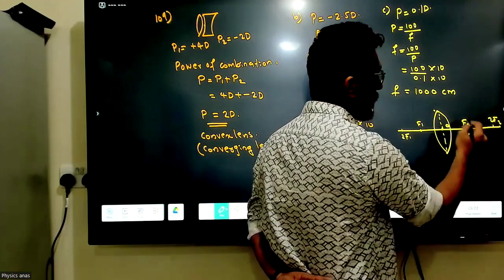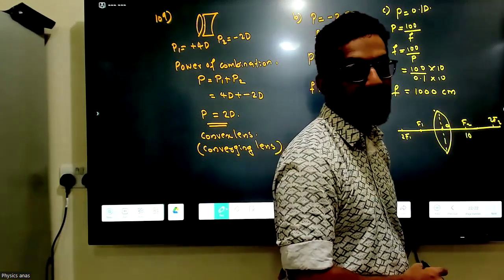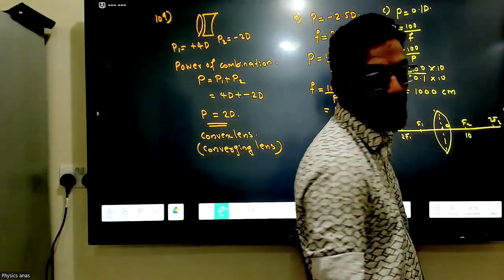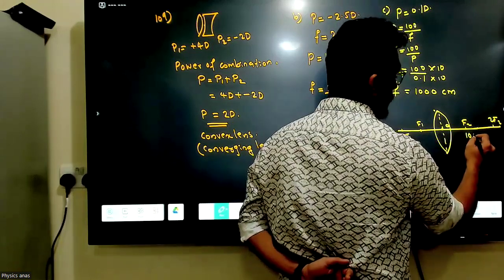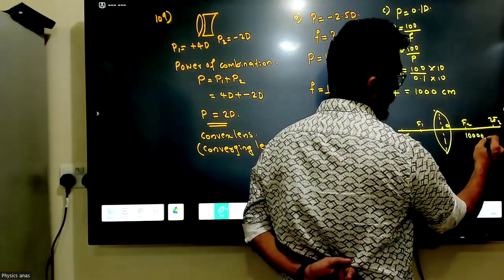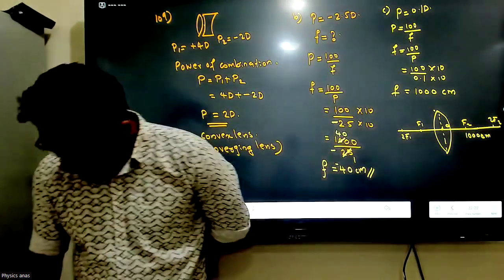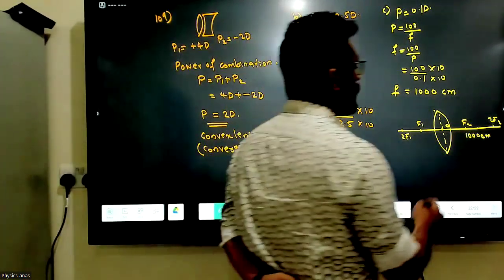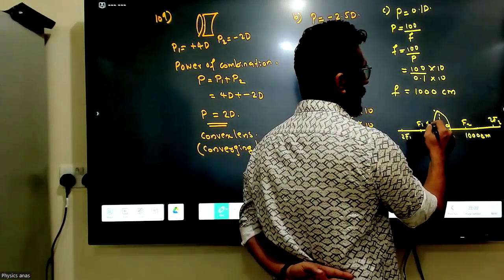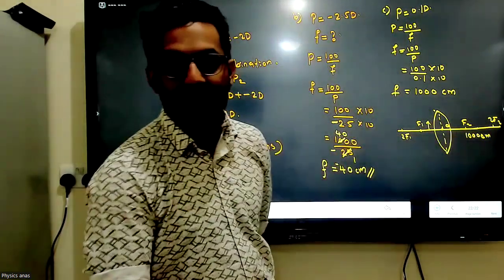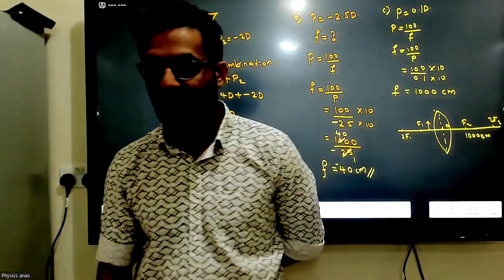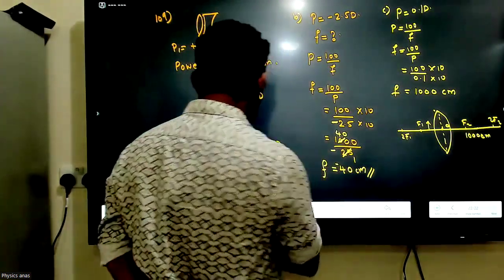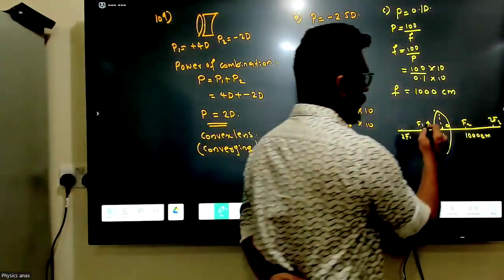What is 1000 centimeter in meters? Divided by 100, that will be 10 meter. So 1000 centimeter or 10 meter, and you have marked it. When the object is placed at a distance of 20 centimeter from its optic center, that means the focal length is 1000 centimeter, and the object is placed between F1 and O. If the object is placed between F1 and O, where will the image be formed?